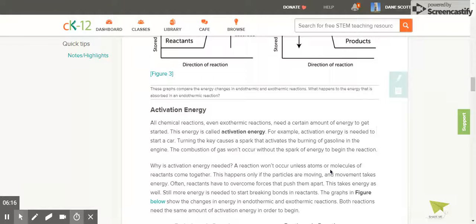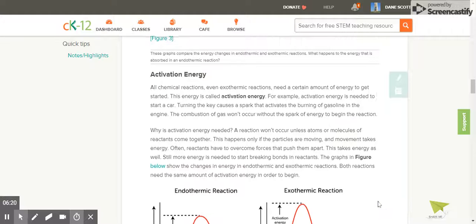A reaction won't occur unless atoms or molecules of reactants come together. This happens only if the particles are moving, and movement takes energy. Often, reactants have to overcome forces that push them apart. This takes energy as well. Still more energy is needed to start breaking bonds in reactants. The graph in the figure below shows the changes in energy in endothermic and exothermic reactions. Both reactions need the same amount of activation energy in order to begin.